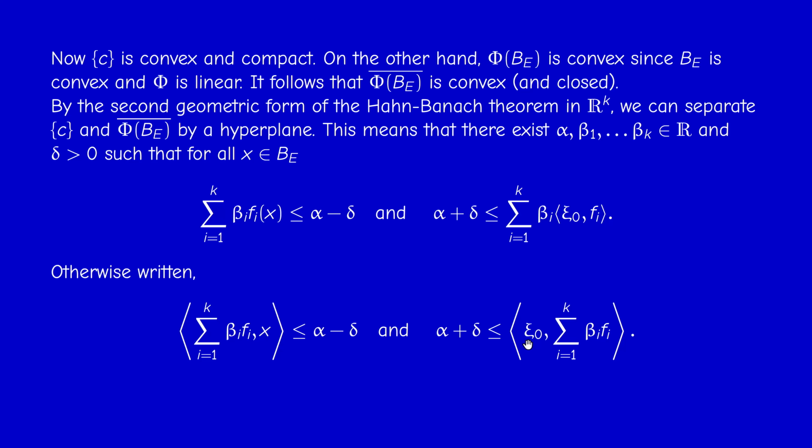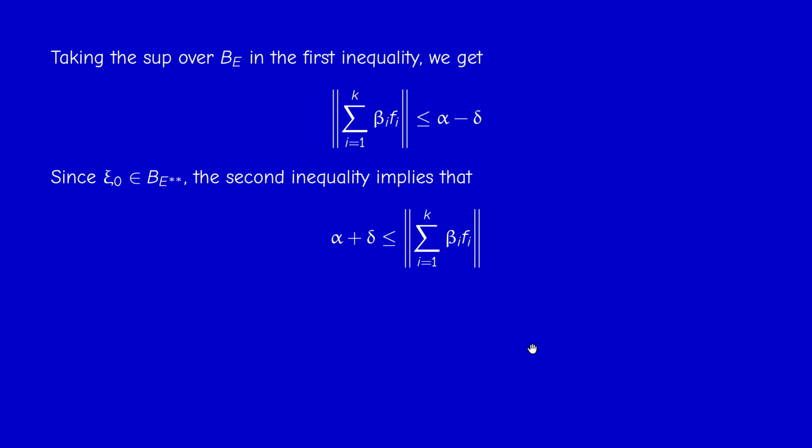But the norm of Xi0 is less or equal than 1 because I took Xi0 in the unit ball of BE double star. So the second one tells me that alpha plus delta is less than the norm of this element. And this is clearly a contradiction, because the same number should be less than alpha minus delta and should be bigger than alpha plus delta. So it's a contradiction. And therefore, my assumption was not true. So therefore, J of BE is dense in BE double star with respect to the weak star topology.